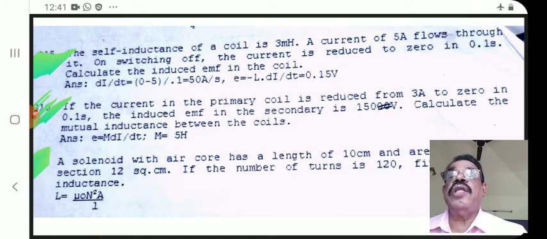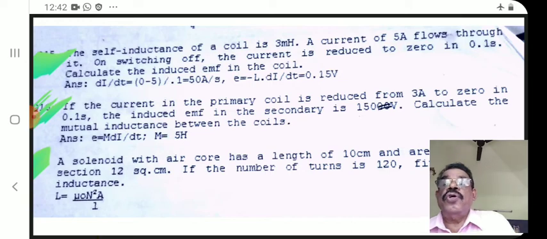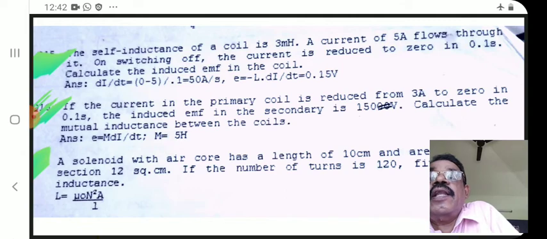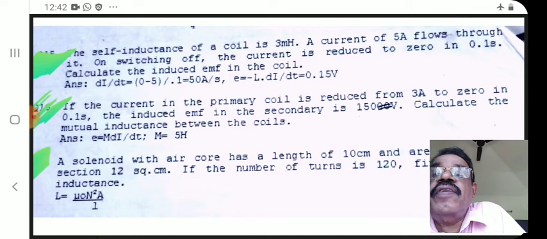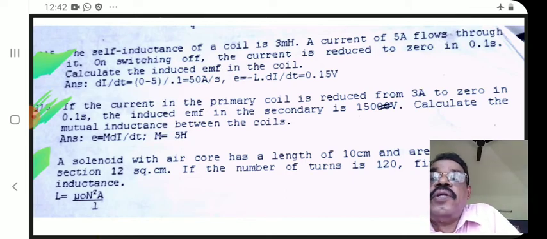So E is equal to minus L into di by dt. L is 3 into 10 raised to minus 3, into 50, that is 0.15 volt. So the formula used here is E is L into di by dt. di by dt is 50, L is 3 mH, 3 into 10 raised to minus 3. On multiplying, we get E is equal to 0.15 volt. You can also put a minus sign. Minus sign shows only direction.